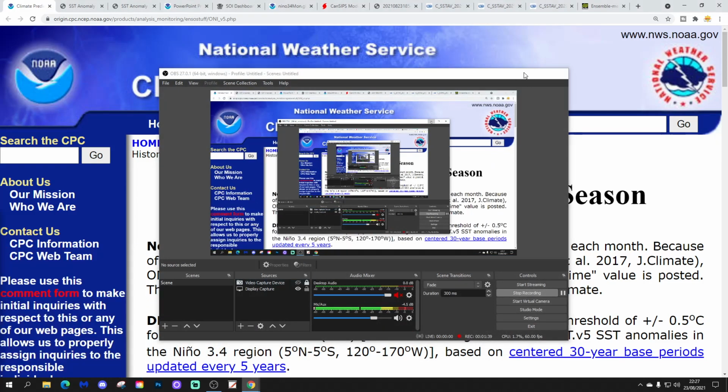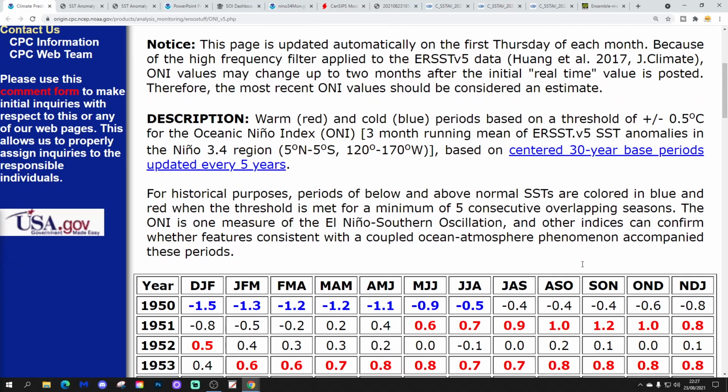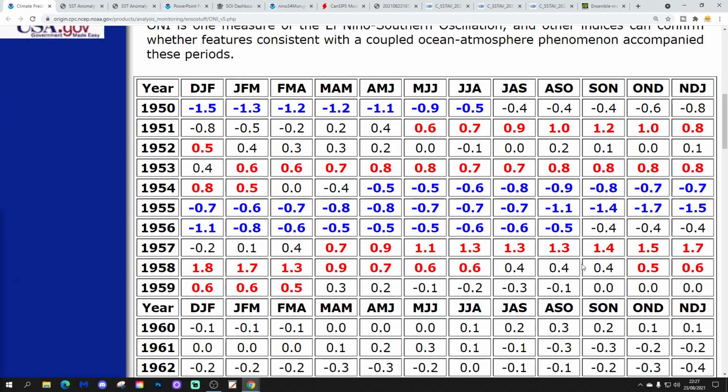Right, we're going to turn off webcam, and we'll start off looking at the cold and warm episodes by season page. This is from CPC, NCEP, and NOAA. So we always begin with this just to confirm what's happened in the last tri-monthly period.